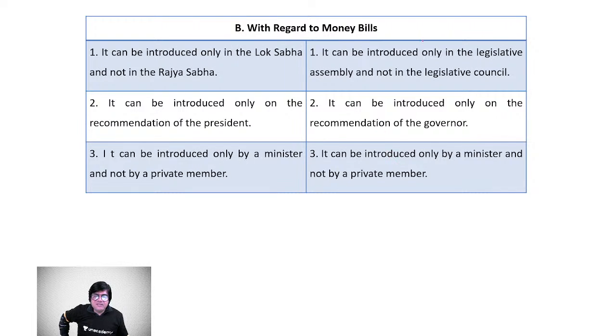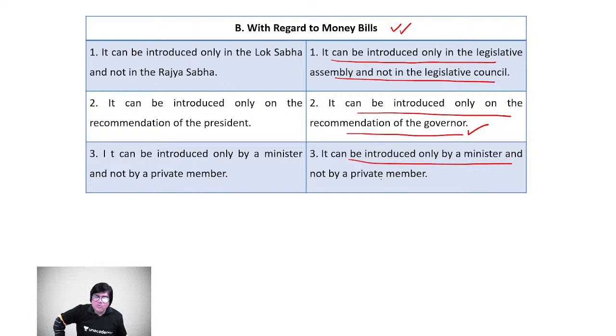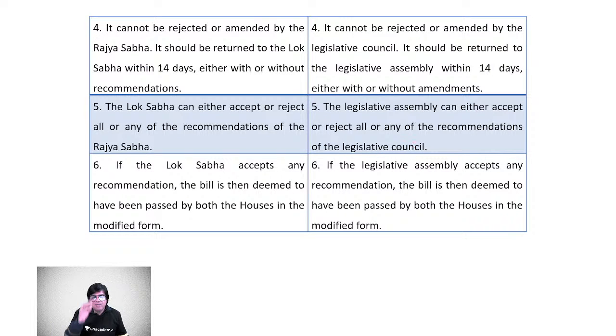Similarly, for the money bill, we can see that very similar procedure is there, and Assembly has got overriding powers insofar as the money bill is concerned. Briefly, I can just scan through this: it can be introduced only in the Assembly and not in the Council. And it can be introduced only on the recommendations of the governor, and only by a minister, not by a private member. And it cannot be rejected or amended by the council. All it can do is make recommendations within 14 days. And those may or may not be acceptable to the Assembly.